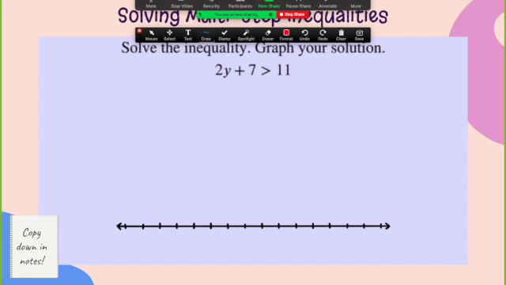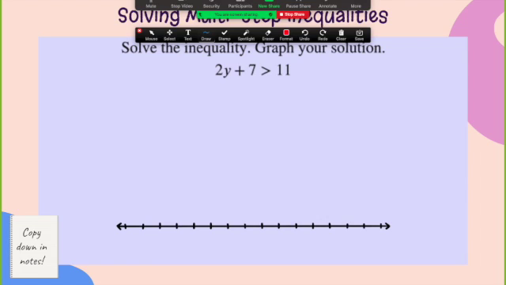The next step was to combine any like terms we see. On the left side, I don't see any like terms, and neither do I see any like terms on the right side as well. So the next step is going to be to solve any addition or subtraction.